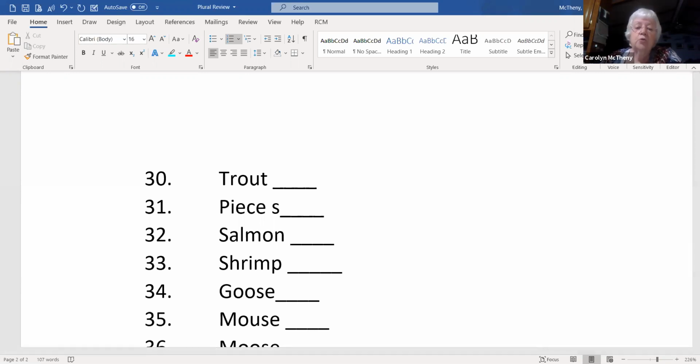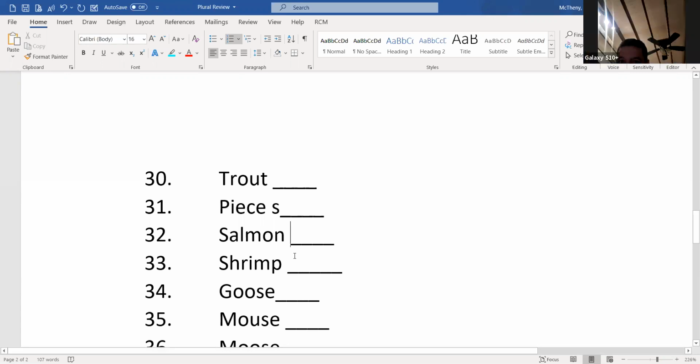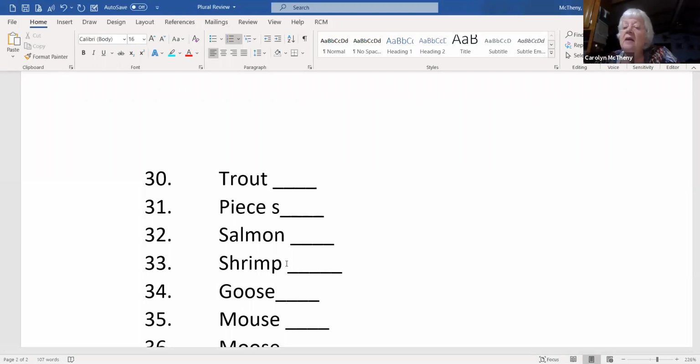Same thing for shrimp in English. Shrimp, we do not add S to. You tell someone, I want a 12-piece basket of shrimp. You don't say shrimps. It's just shrimp. It is singular, it is plural, it is both.